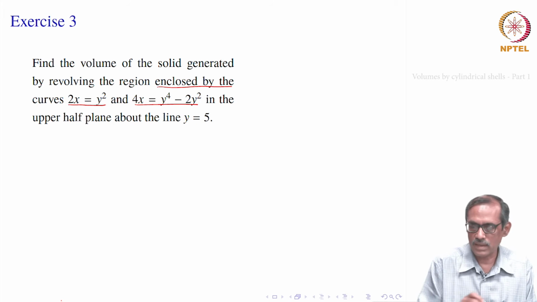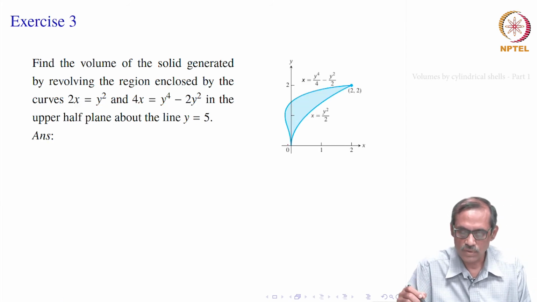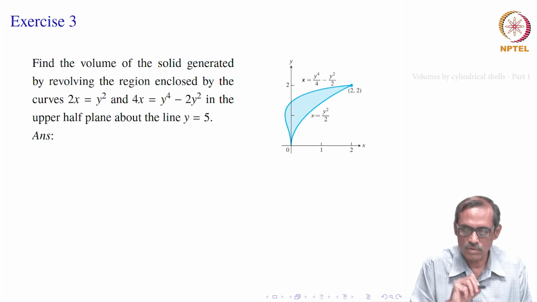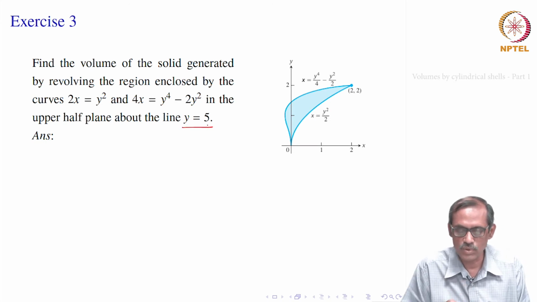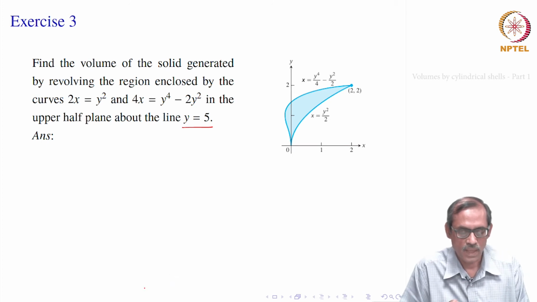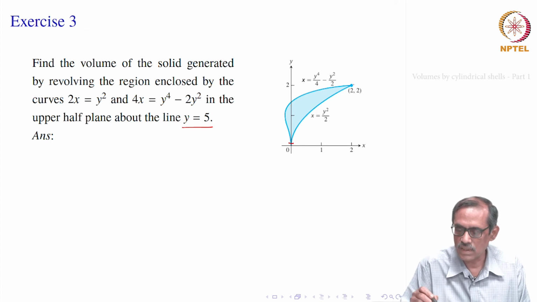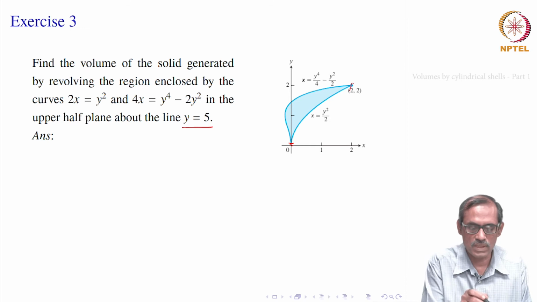Okay, let us look at where it figures out. So, it is revolution about y equal to 5. So, you should be able to express x in terms of y to get the integral. Now, the first curve is 2x equal to y square, or x equal to y square by 2. So, that is this one, the down one, which in the upper half plane joins the origin to 2, 2. 2, 2 is a point on this.